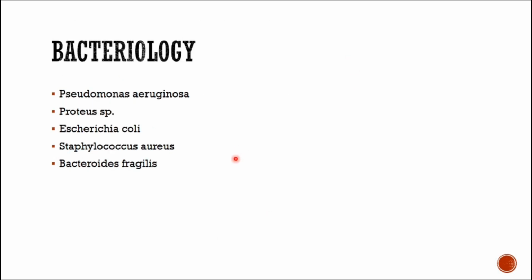So coming to bacteriology, these bacterial organisms change from region to region and also from center to center, but the most common organism implicated in India is Pseudomonas aeruginosa, and the next is Proteus species, E. coli, and the other organisms seen are Staphylococcus aureus and Bacteroides fragilis. These are the common organisms implicated in cases of CSOM. And actually, patients can also have multiple organisms in their ear. If you take the ear discharge for culture sensitivity, in some patients you can see more than one organism.